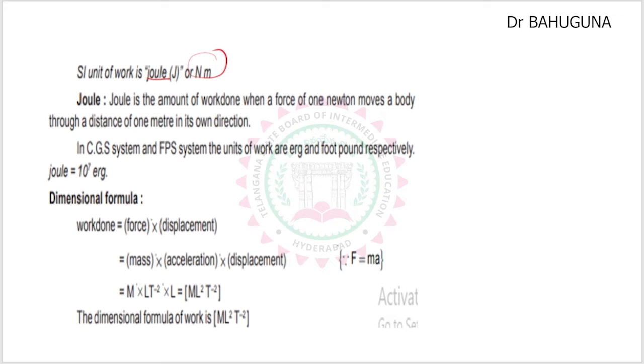In the CGS system, what is the unit of work? In the case of the FPS system, the foot-pound is the unit for it. Now, 1 joule is nothing but 10 power 7 ergs.